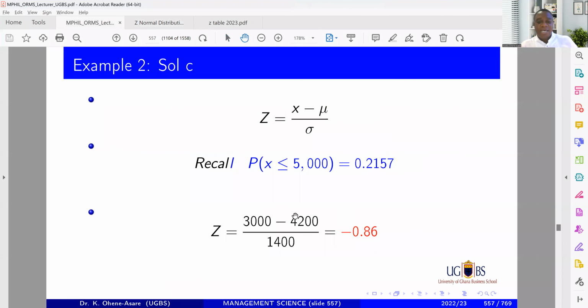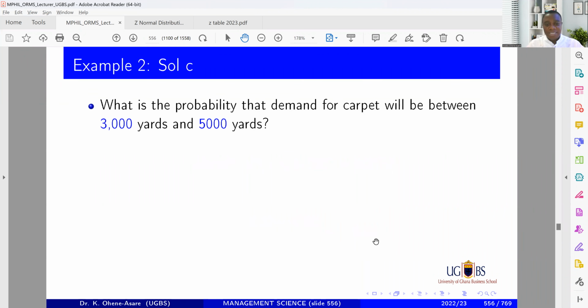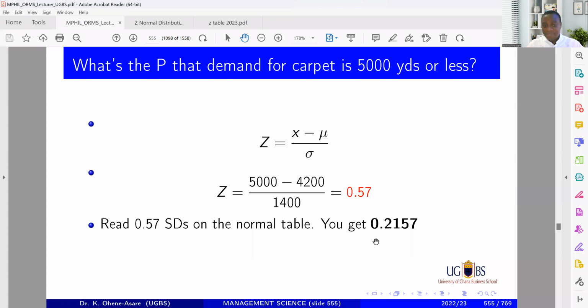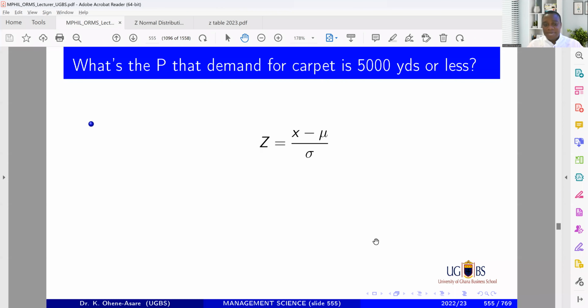The 3,000 is 3,000 minus 4,200 over 1,400. That will give you negative 0.86. Now remember, the Z table in the middle is like a mirror. It's a mirror image. Whatever is on the left-hand side is the same thing that is on the right-hand side, in Z terms, not in numerical terms.